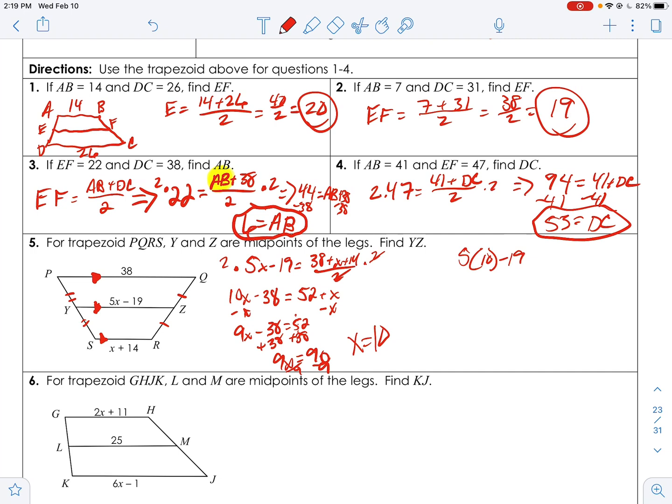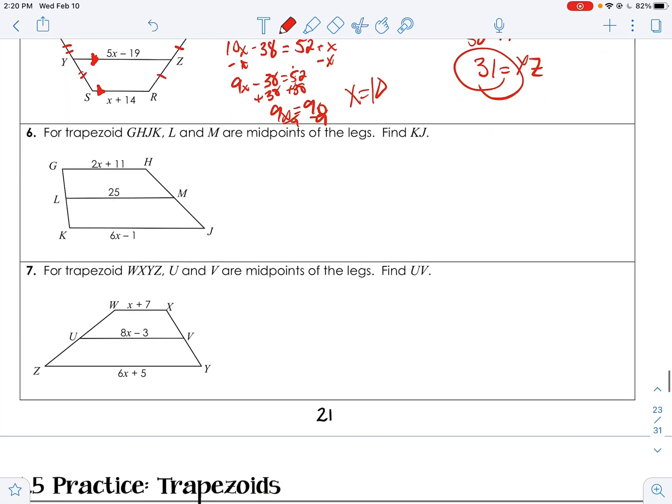No, we find YZ, so plug it in. 5 times 10 minus 19. 50 minus 19 is 31. That's YZ. Go ahead and try 6 and 7. Let's see what you can do.